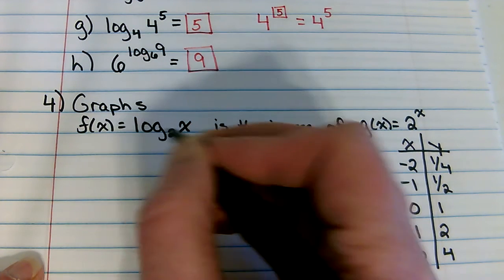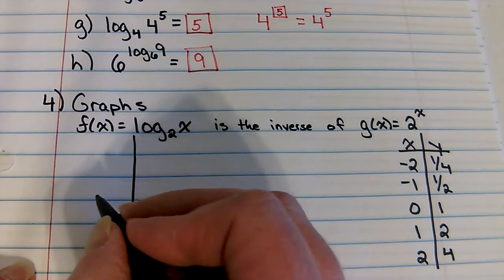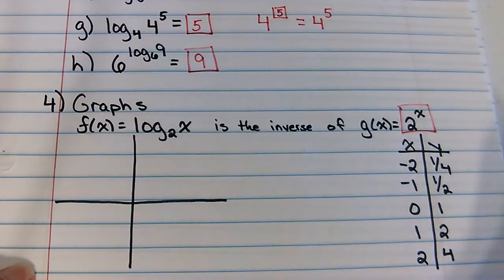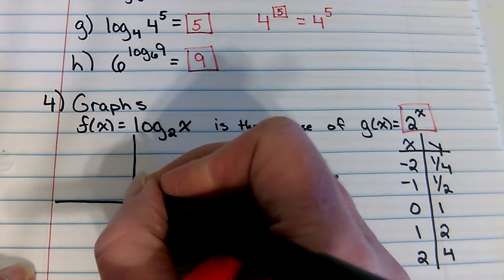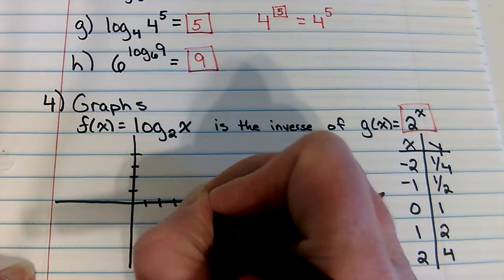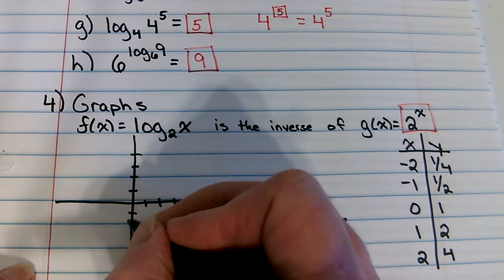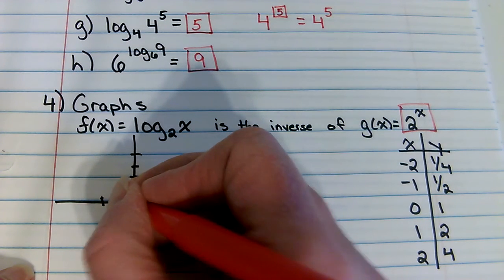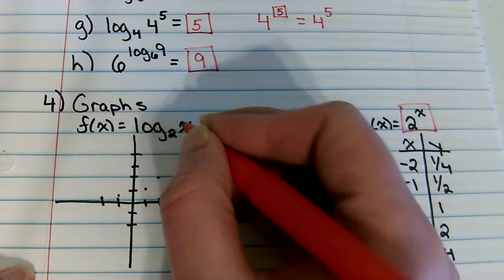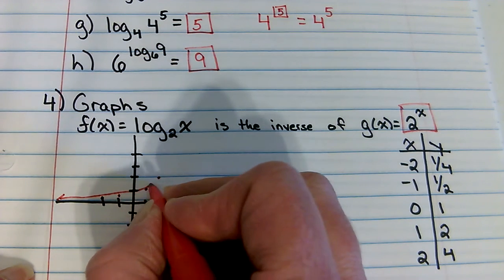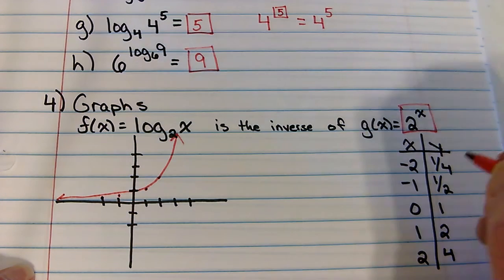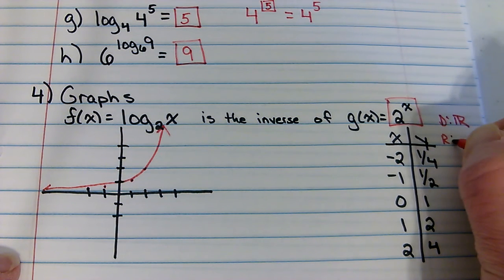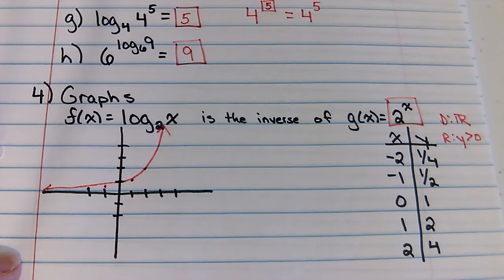And so I'm going to graph that one in one color, and then we'll graph the logarithm in a different color. So I'll do red for this one. Okay. So let's see. 1, 2, 3, 4. 1, 2, and so forth. So -2 went to a fourth, half, 0, 1, 2, and then the next one will be an 8. Remember that it has a horizontal asymptote there. And the domain of this one was all real numbers. And the range was that y had to be greater than 0. So we'll remember that.